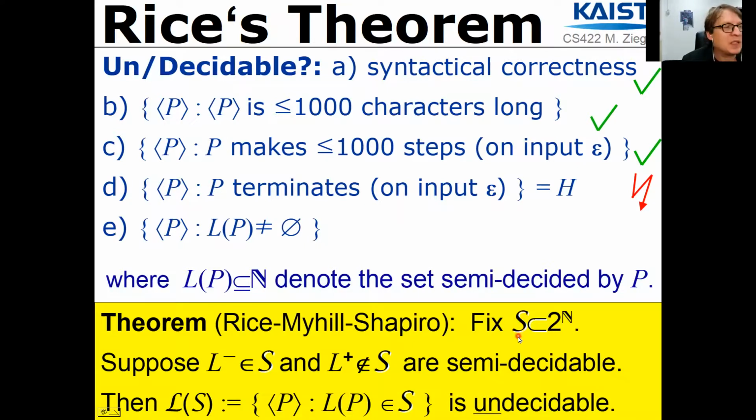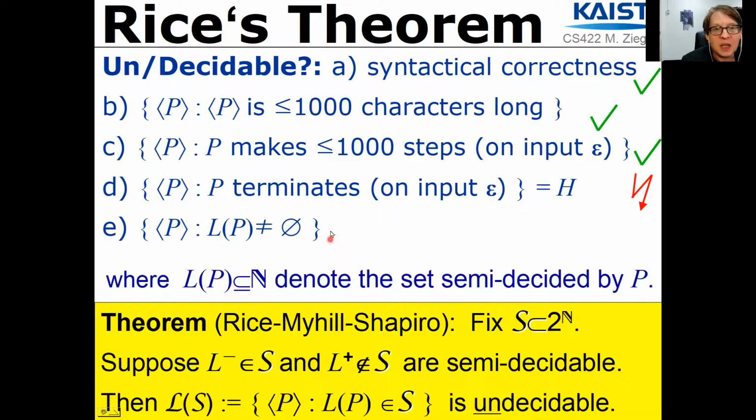Similarly, if S is the empty set, then again this decision problem becomes trivial, namely the answer is always no without even looking at the program. But as soon as the collection of sets here is non-trivial, contains one and misses one semi-decidable set, then the statement of Rice theorem says this becomes undecidable. And this, if you recall, recovers all these cases.